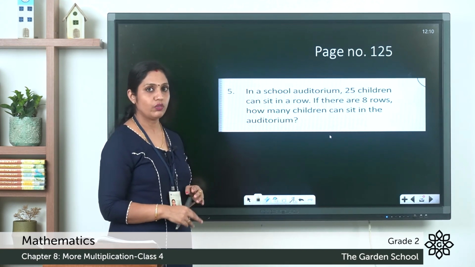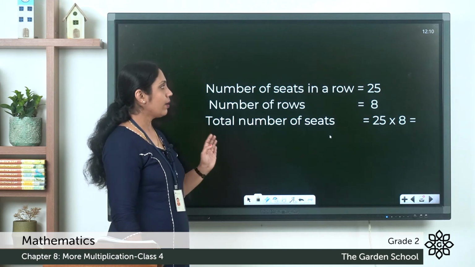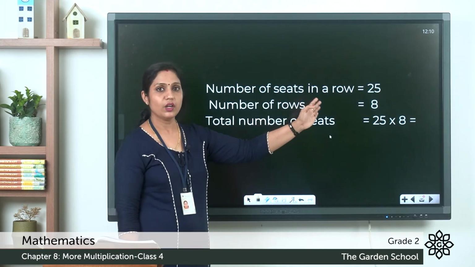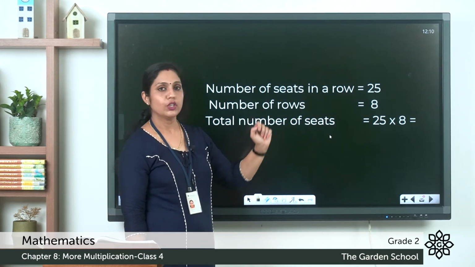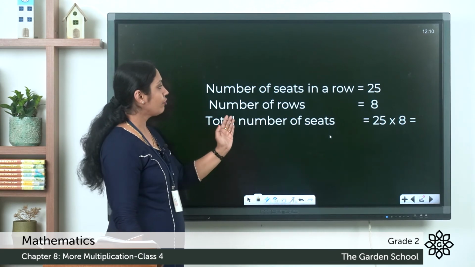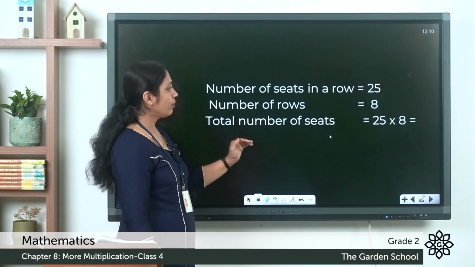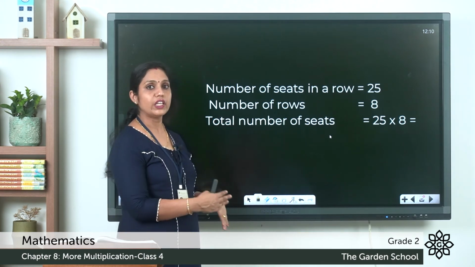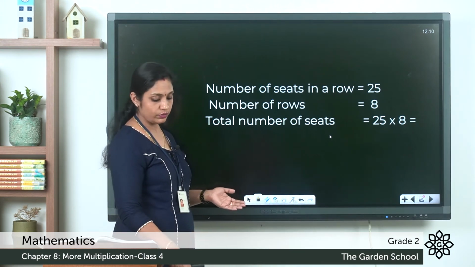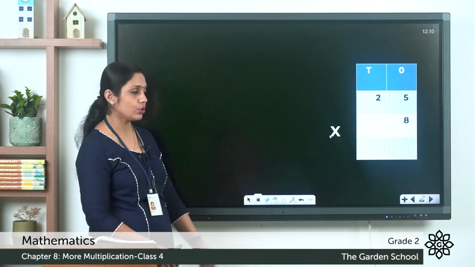So, let's do the word problem. Number of seats in a row is equal to 25. Number of rows is equal to 8. Total number of seats is equal to 25 into 8. So, we have to multiply 25 into 8.